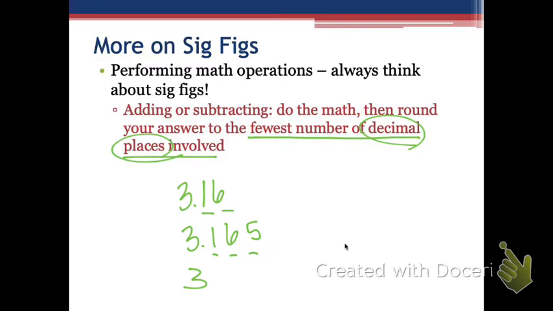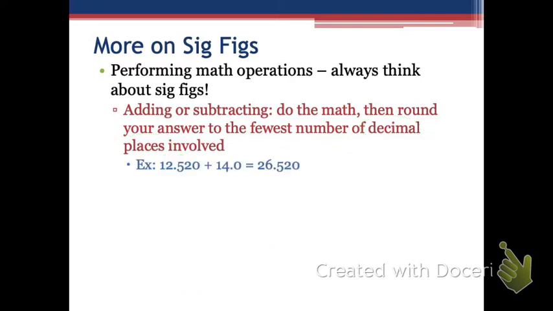Okay, it says that I've got an example that's 12.520 plus 14.0. This number right here is just the raw answer before we do any rounding, before we take significant figures into account, okay? So let's look at this. If our rules for adding and subtracting are looking at the fewest number of decimal places, tell me how many decimal places does our first number have? 3. And how many decimal places does my second number have? 1. So how many decimal places can my answer have? Only 1, right? The fewest number involved.